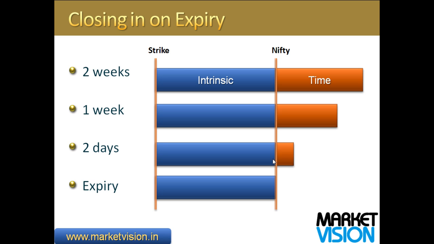Closing in on expiry, the time value of an option keeps coming down. If you look at the intrinsic value, that remains the same regardless. As time closes in on expiry, you find that time value goes to 0. On expiry, obviously there is no time left, therefore the time value is 0.